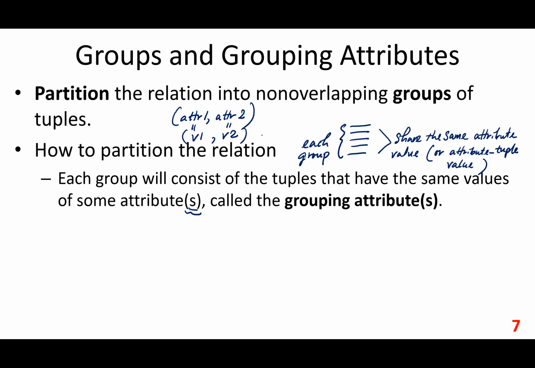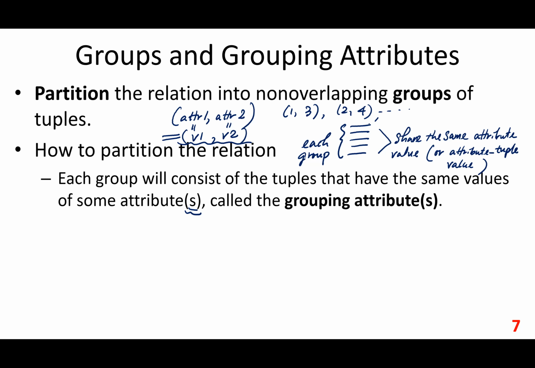So the tuples in this group should have the same value in this V1, V2 pairs. For example, 1, 3. All the tuples for these two attributes should have the 1, 3 value, 2, 4 value, and so on. You cannot put 1, 3 value and 2, 4 value in the same group. In the same group, those elements should all have the 1, 3 value.